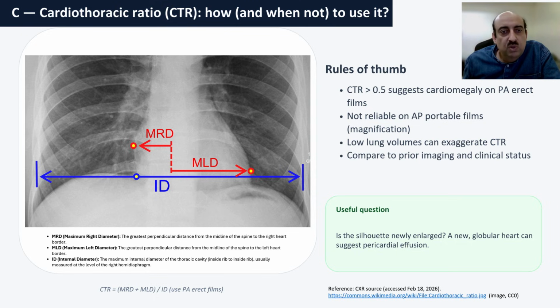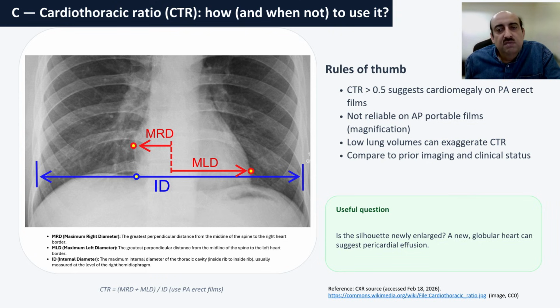Then you look at MRD, maximum right diameter, and maximum left diameter, MLD. The reference point is the spinal line. You look at the tip of the right ventricle and the left ventricle, add them up, and divide the sum of these two by the internal diameter of the thoracic cavity from internal ribs, so rib cage to rib cage. That's the key thing. If this ratio is more than 0.5, it is suggestive of cardiomegaly.